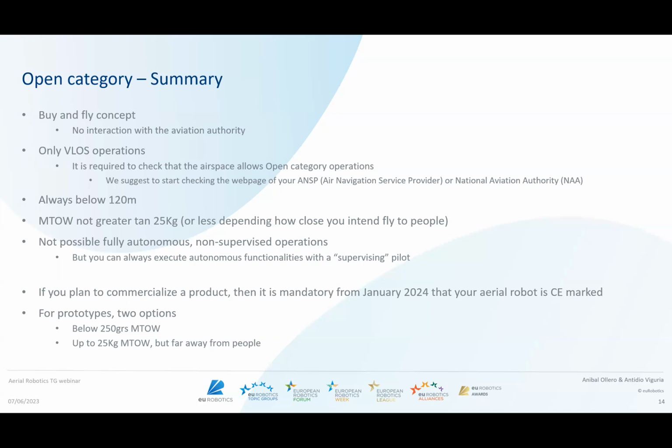If you are in industry, you have a company, you plan to commercialize a product in the open category, a drone or aerial robot, please keep in mind that it's mandatory from next January that your aerial robot has to be CE marked. And for the prototype, we have mainly two options. Below 250 grams, and we don't have, I would say, limitations to fly around people and things like that. And if it's more than 250 grams, then you have to fly far away from people.